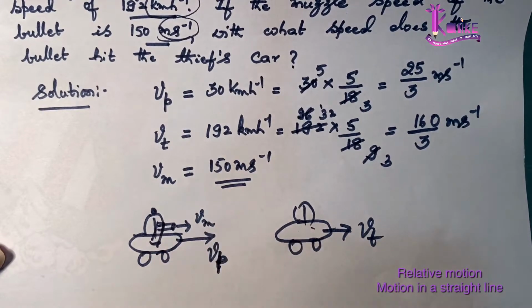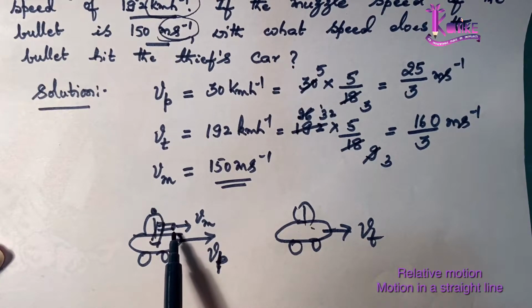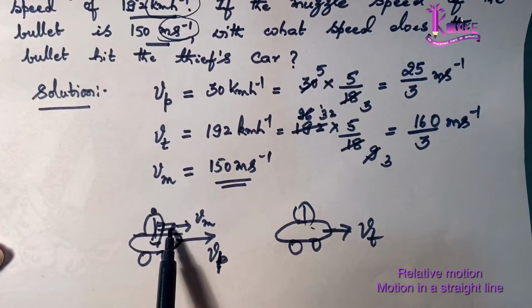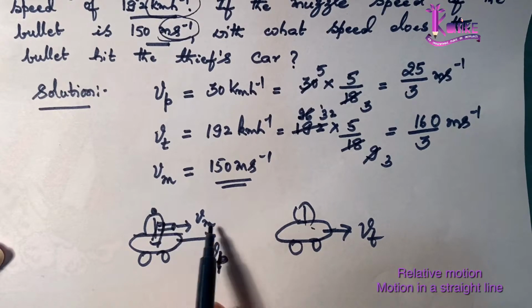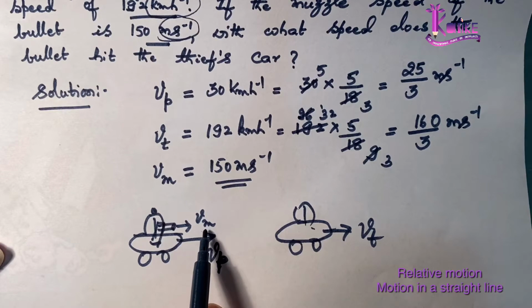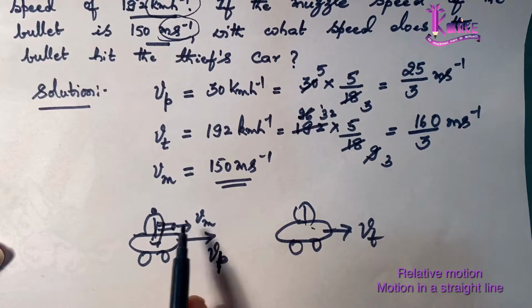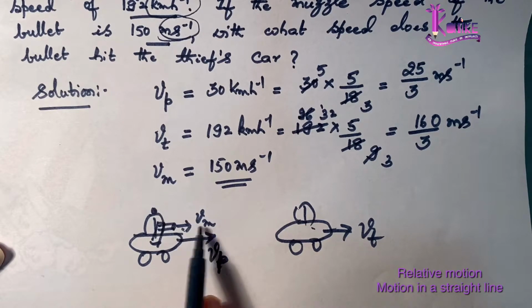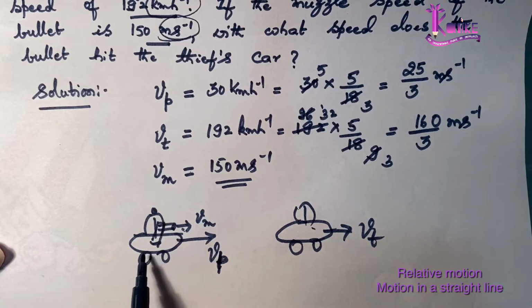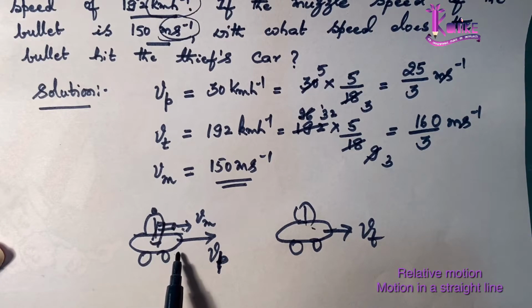So this is actually the muzzle speed. The muzzle speed is the speed with which the bullet emerges out of the barrel of the gun. So it is the initial speed with which the bullet is actually ejected out from the barrel of the gun, and that is what you mean by muzzle speed of the bullet. That actually contributes to the actual speed with which the bullet is going to travel through the trajectory. Now, since the police car is in motion and the gun is in the police car, the gun is also traveling with the same speed as the police car.